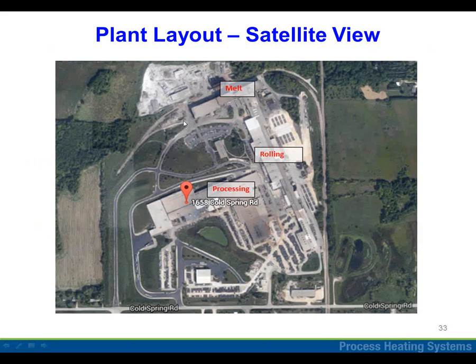Next slide, Sachin. So this is your plant. I don't have to tell you that, but what we are going to look at is melt shop, rolling mill, and the processing area. So these are the 3 areas we are going to look at.